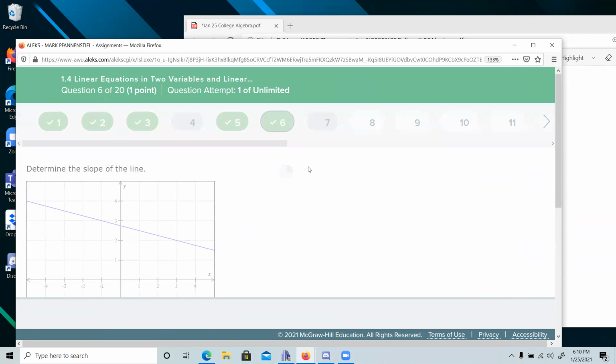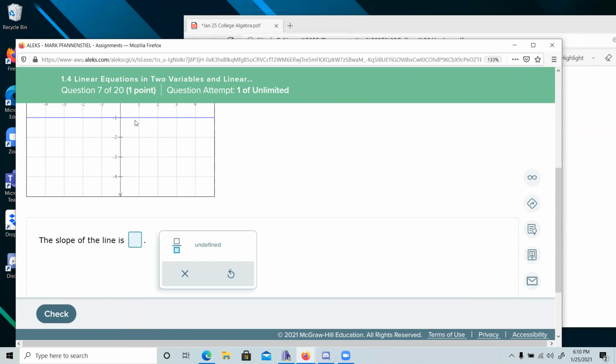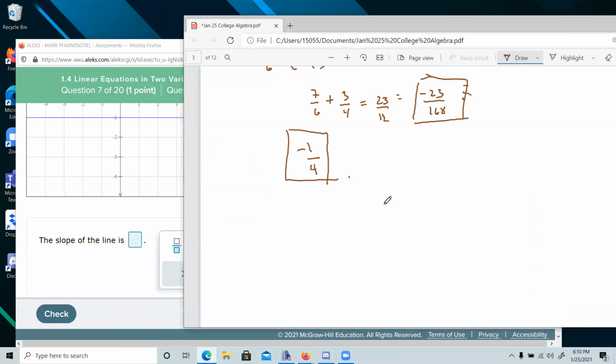So the next one was a special case. Determine the slope of the line. Well, it's not moving up. Remember, it's the change in y over the change in x. This one isn't changing, so it's 0. And then down here, I don't care, as long as there's a number, as long as it isn't 0. So pick any number you want.